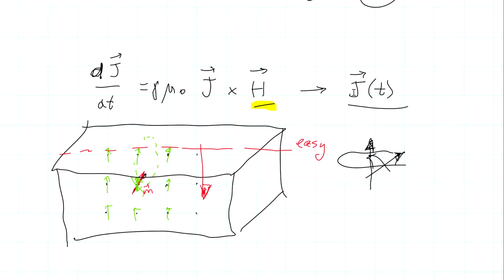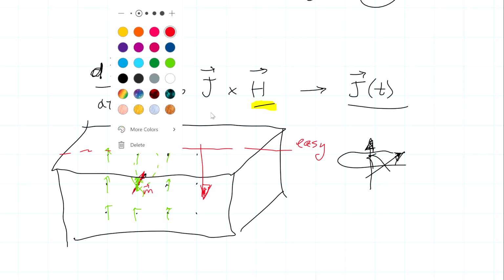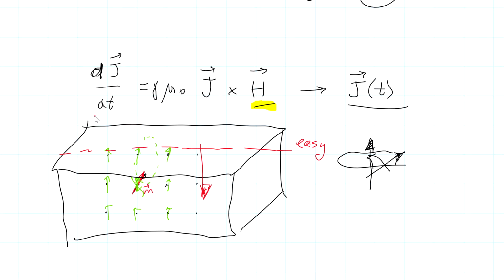So that would be time dependence of J. It's not that the value of J would change, but rather it would be the direction. So in order to describe motion of J, or motion of this M, in presence of magnetic field, we can use this equation.